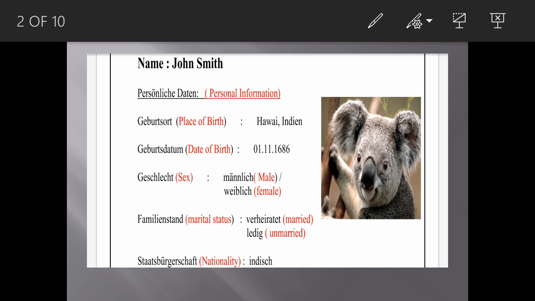After the name, you start with Persönliche Daten. Persönliche Daten means personal information. In personal information comes place of birth, that is called Geburtsort, date of birth, that's called Geburtsdatum, sex, this is Geschlecht, in männlich, that is male, or weiblich, that is female. Familienstand means marital status. In that, you can write verheiratet if you're married, or ledig if you're unmarried.